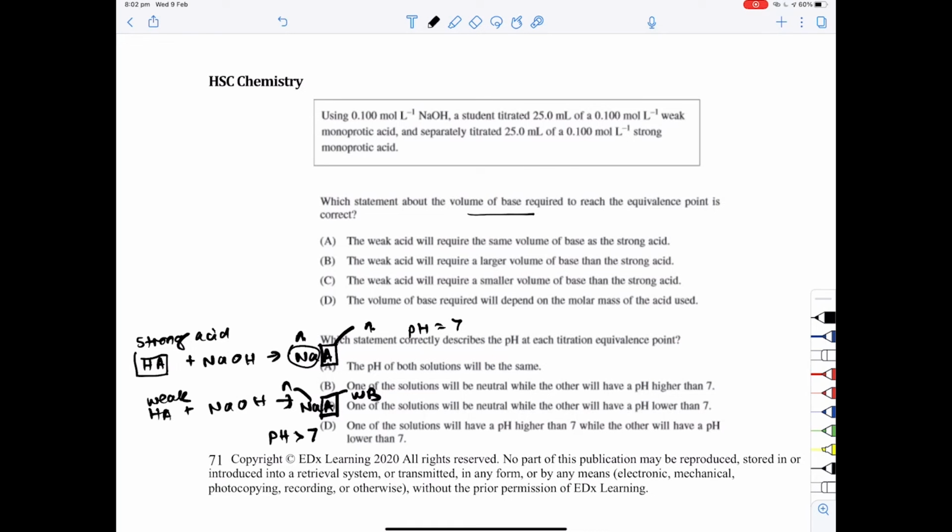So let's see which one will be the option. One of the solutions will be neutral, the other will have pH higher than 7. Perfect, B. Cancel out the others. Neutral and lower than 7, that's wrong. Higher than 7 and lower than 7, that's wrong. We said it's going to be 7 and greater than 7. The answer is B. Very good.